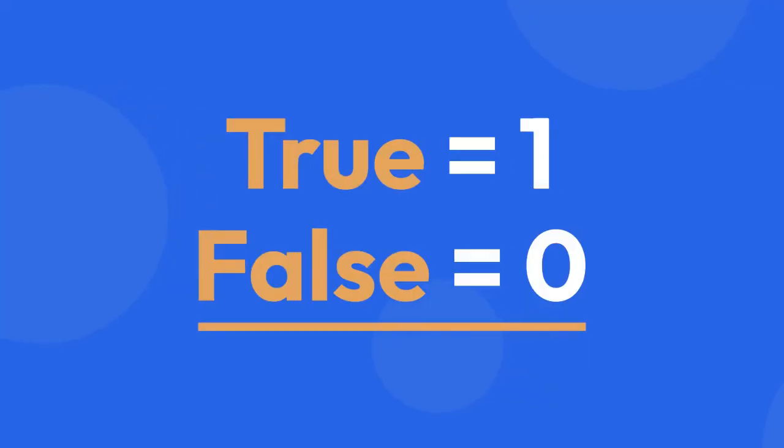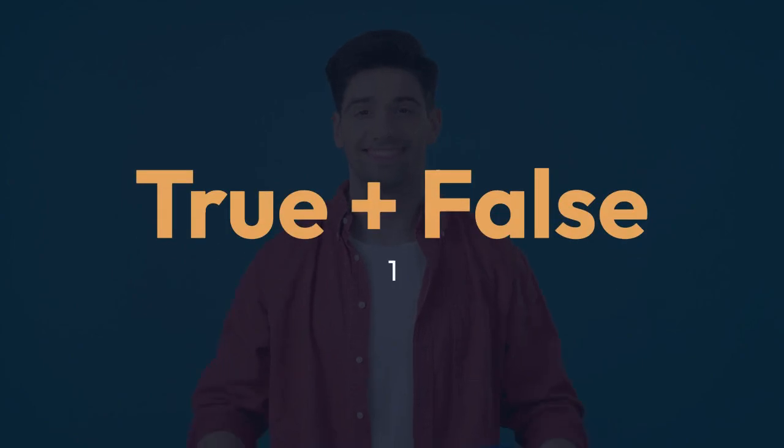The Boolean type stores true or false values. Internally, true equals 1 and false equals 0. For example, adding true and false results in 1.